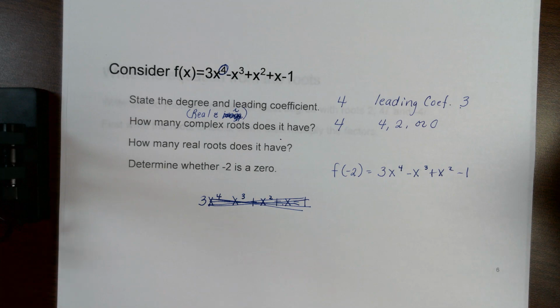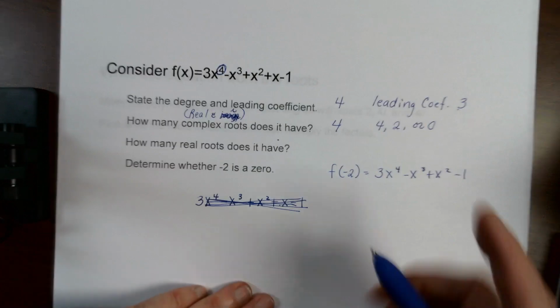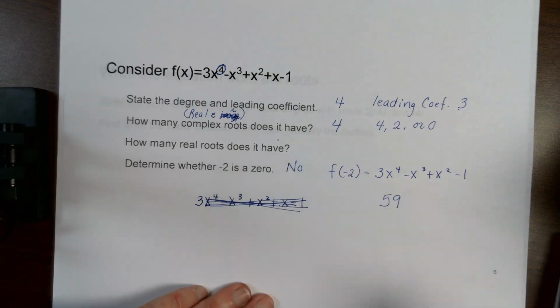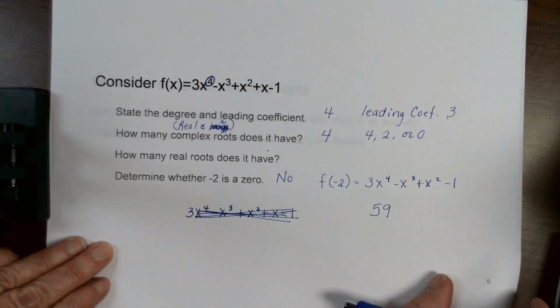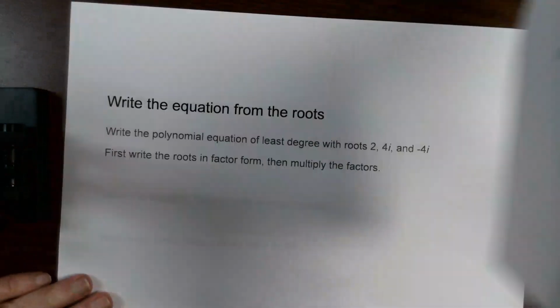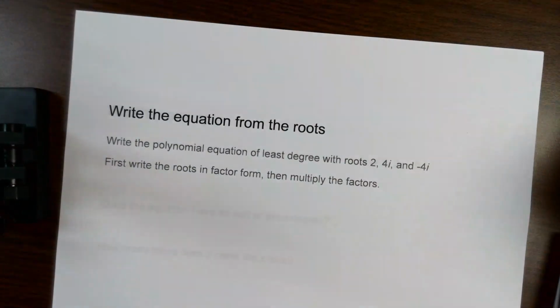So I'm going to store it for x, and then I'll put my equation in. And it gives me 59. So the answer here is no. -2 is not a 0 of this function. Okay?